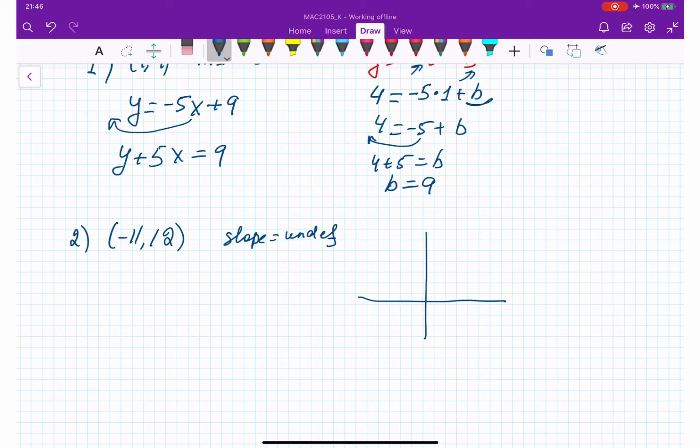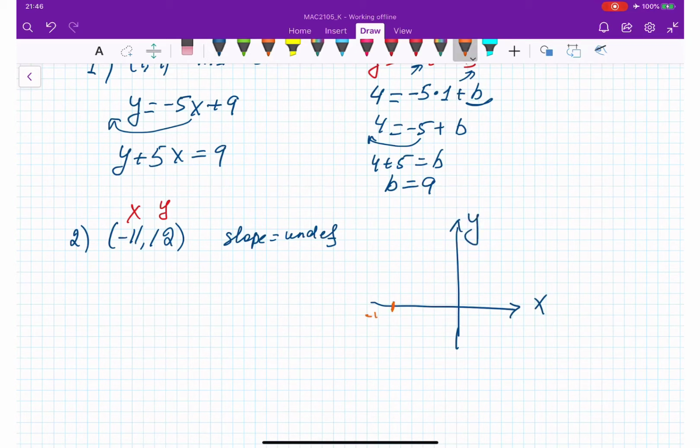So when the graph is running vertically, because slope is undefined, what do we need? We need this point of x, correct? To draw the vertical line from this point x. So how much is my x? This is my x, this is my y. My x is -11. Therefore, if this is my x, this is my y, the graph is going to go through -11, yes? Use your imagination, it's supposed to be a vertical line.